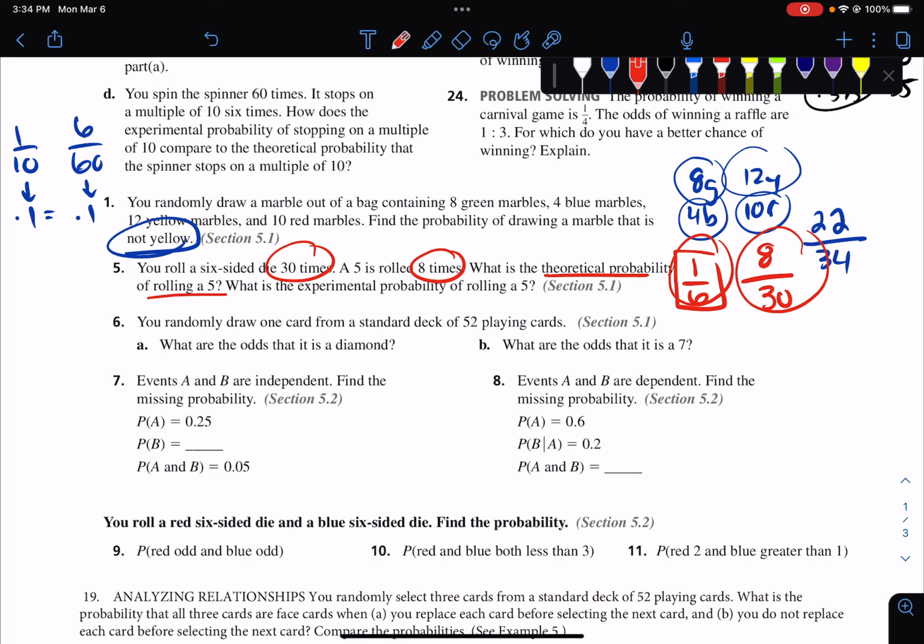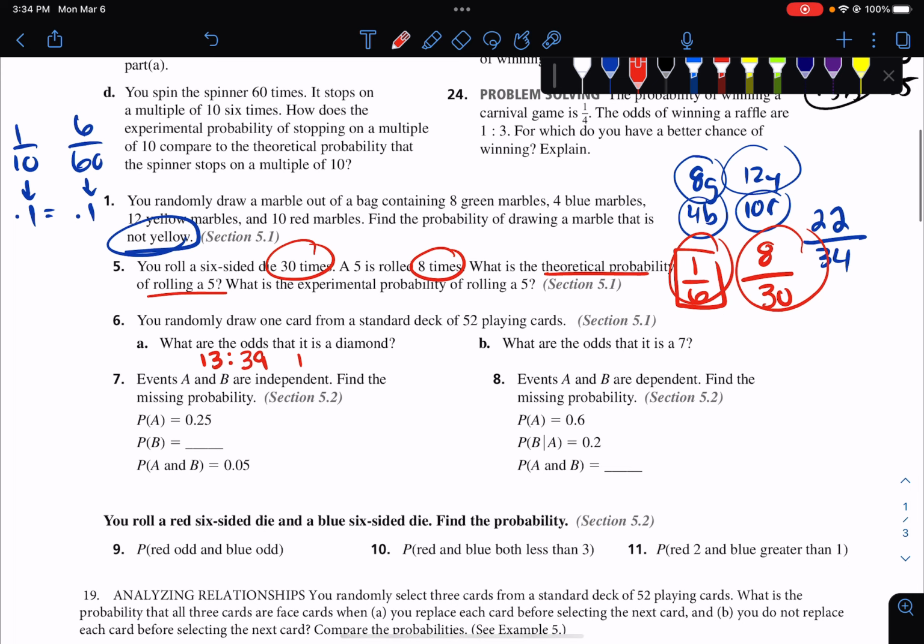Number 6 says you randomly draw 1 card from a standard deck of 52 cards. What are the odds that it is a diamond? So it wants the odds of getting a diamond. Well, there's 13 diamonds, and then there are 39 not diamonds. So the odds would be 13 to 39, which you could simplify to 1, not 1 to 4. That's a 1 to 3 odds there.